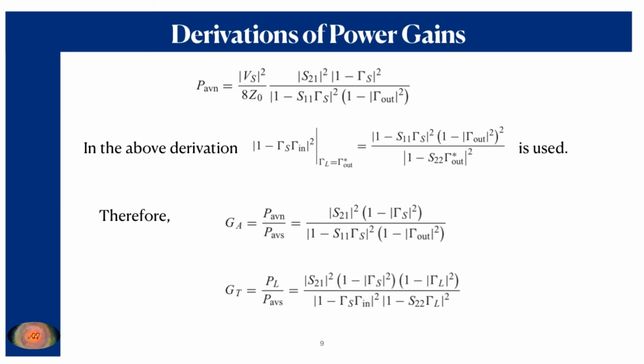So we are in a good position to define the other two types of gain. The first one is the available power gain, which is equal to the ratio of the power available from the network to the power available from the source, and already the expressions of these two we have obtained. And the transducer gain is equal to the ratio of the power dissipated across the load and the power available from the source. That expression can also be obtained very easily.